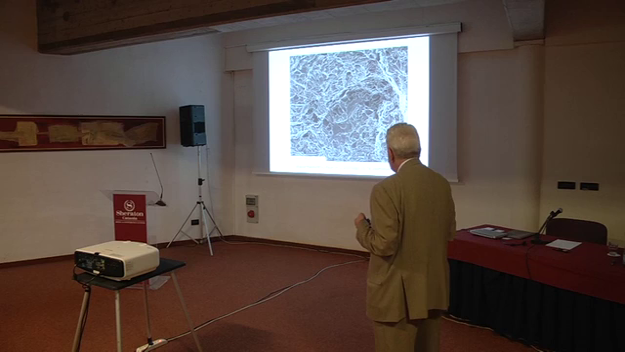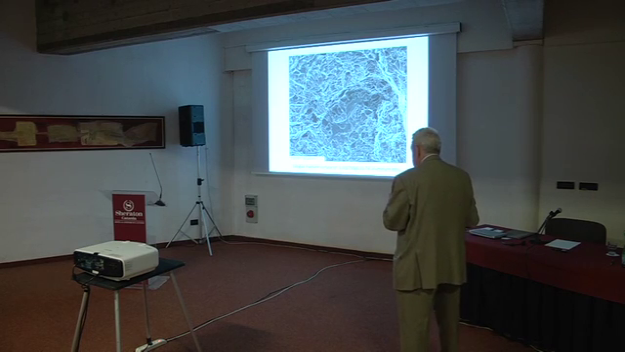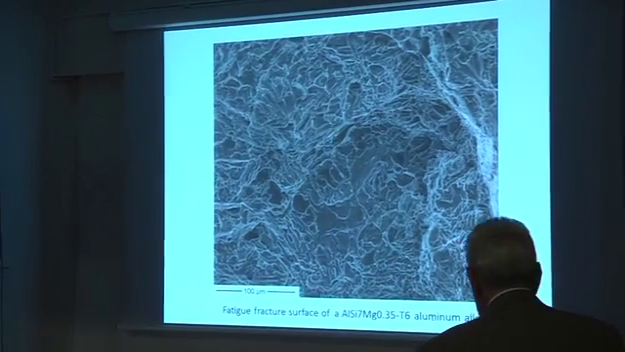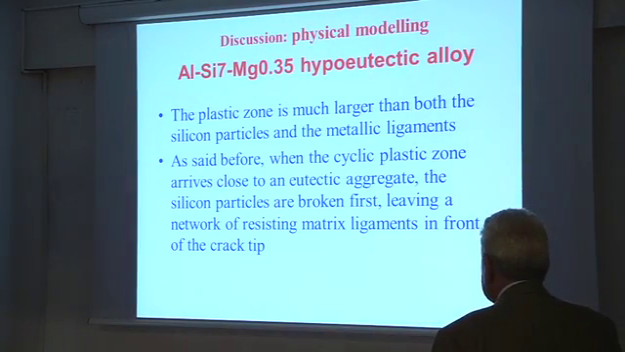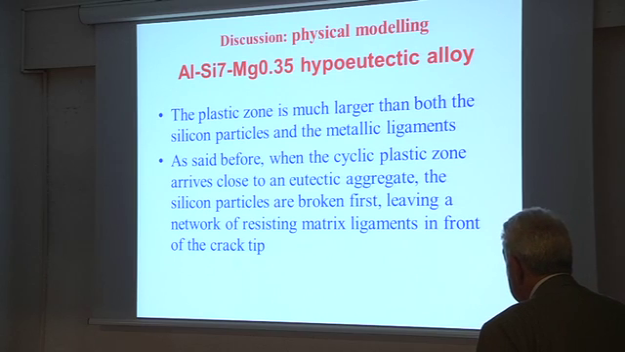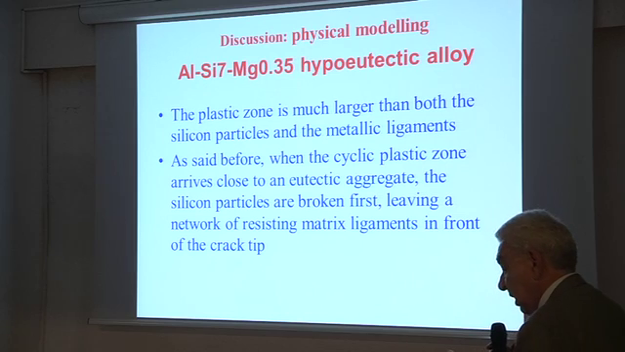You see, this is another situation in which you have a fatigue fracture, and here you have all the breakage of the silicon particles. But inside there are the resisting aluminum matrix ligaments that break before, because the plastic zone is much larger than both the silicon particles and the metallic ligaments. So when the cyclic plastic zone arrives close to a eutectic aggregate, the silicon particles are broken first, leaving a network of, again, as I was telling before, resisting matrix ligaments in front of the crack tip.